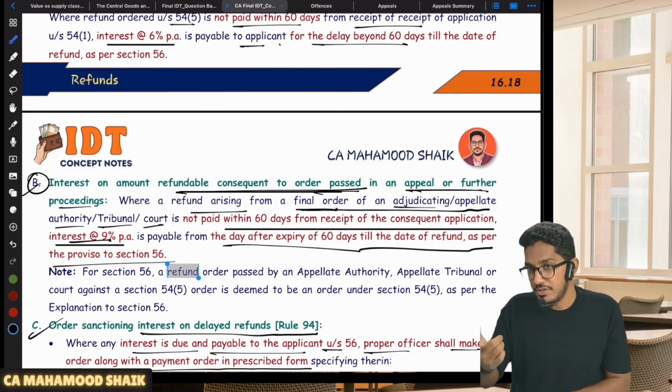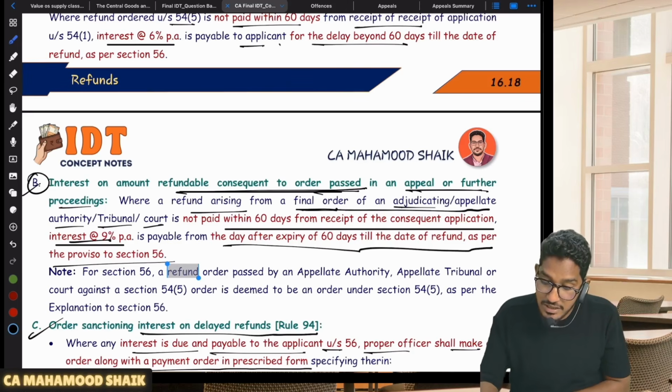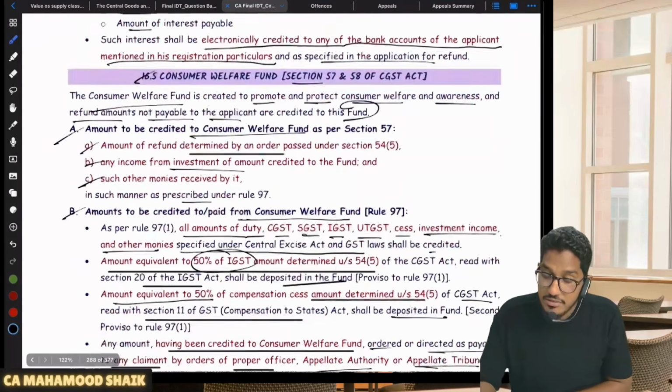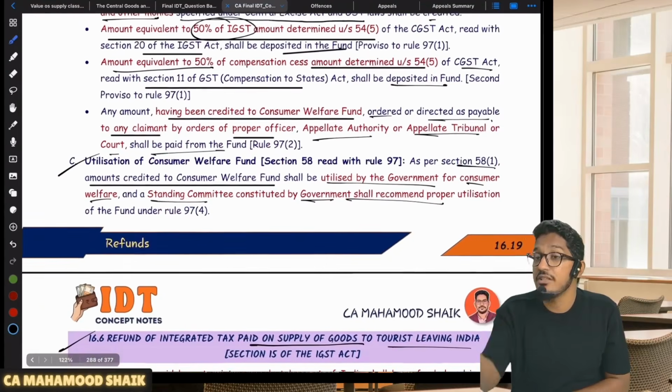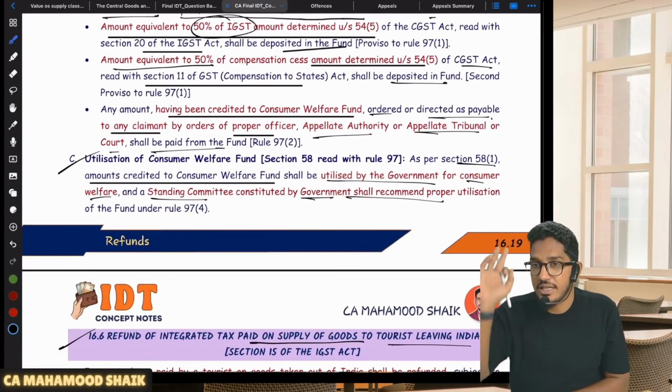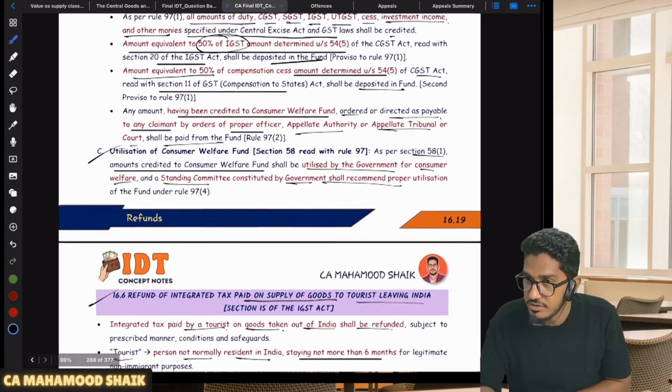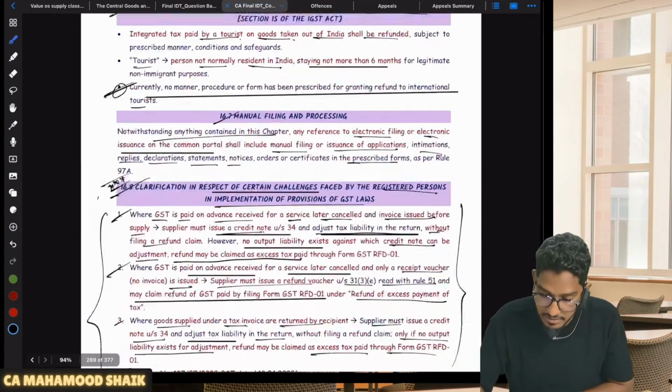You have made a pre-deposit. That pre-deposit you are getting as a refund after the order of the appellate tribunal. On that pre-deposit they will give you interest at the rate of 9% from the date of deposit till the date of payment. Understood now? All the 3 cases? Right.